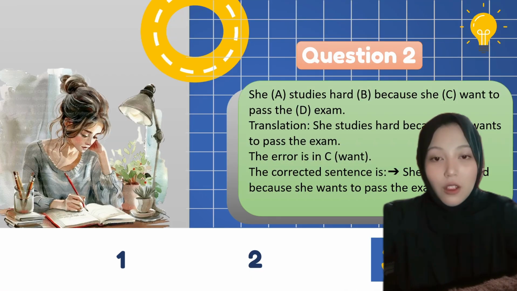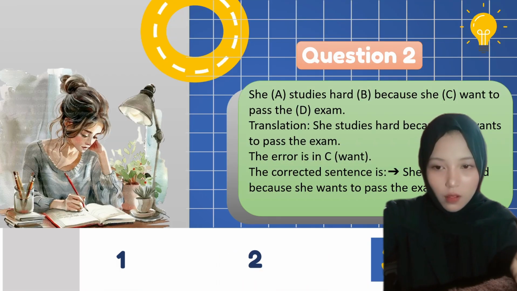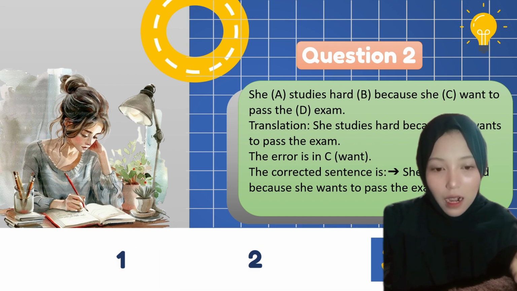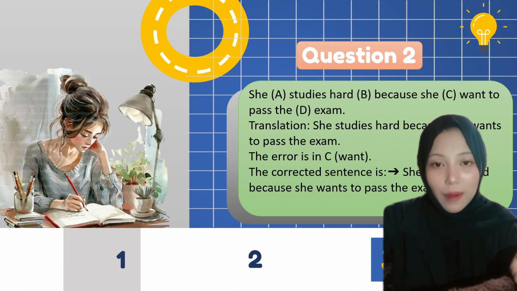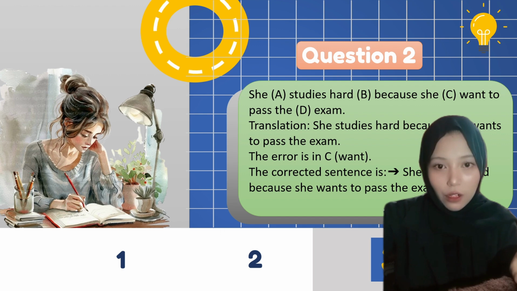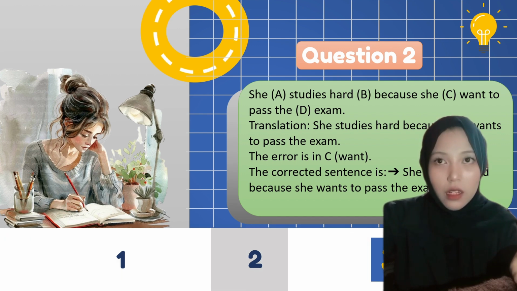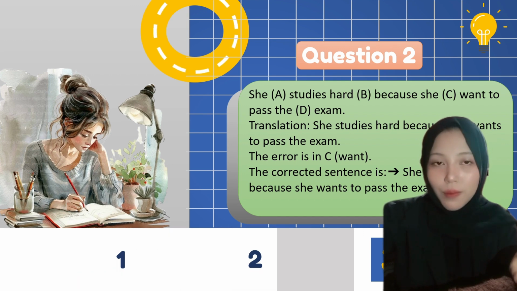Next question 2. She study hard. She passed the past exam. The error is in the verb, which should be in the past. The subject is she. The correct sentence is: she studied hard because she passed the past exam.